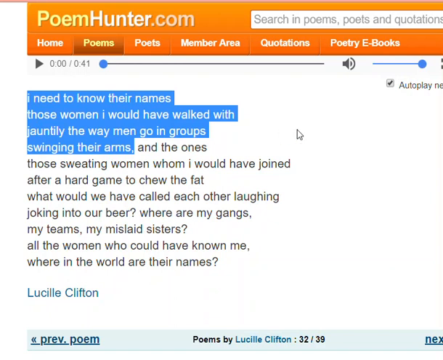I need to know their names, those women I would have walked with jauntily, the way men go in groups swinging their arms.